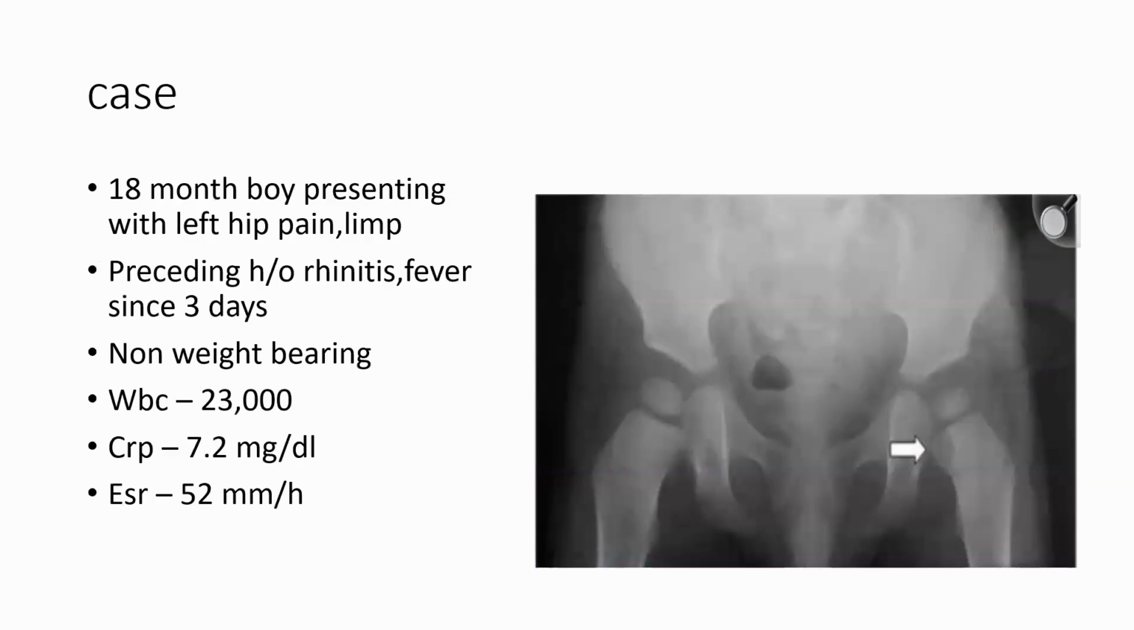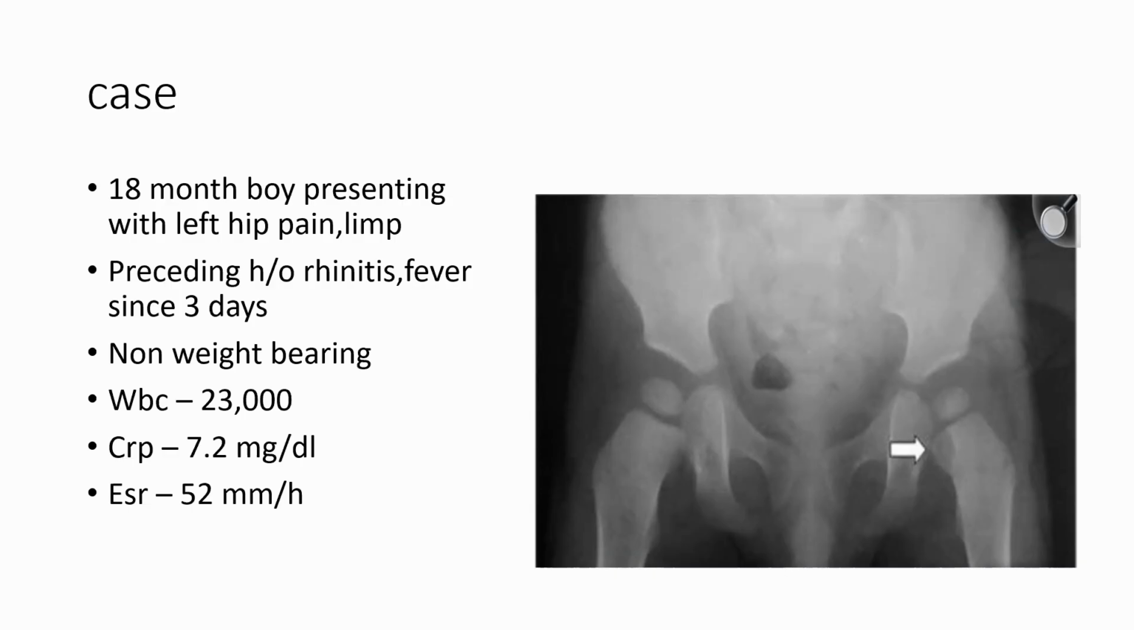Next. And the last case, this 18-month-old boy presented with left hip pain and limp, and he had a preceding history of rhinitis, fever since 3 days, and was non-weight bearing. The WBC count was 23,000, CRP was 7.2, and the ESR was 52 millimeter per hour. So a diagnosis of osteomyelitis of the proximal femur was made.